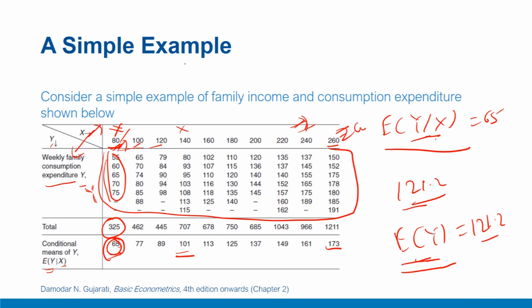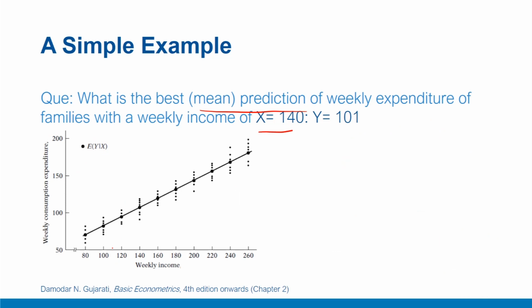So what we are saying here is that for each level of X, we have a set of Y values, and the means of these Y values are joined together. These means of Y values for each level of X, that is the expected value of Y given X, and all these conditional means are joined to get the regression line. So this regression line is nothing but the conditional means, conditioned upon these X values, joined together to get this fitted line.